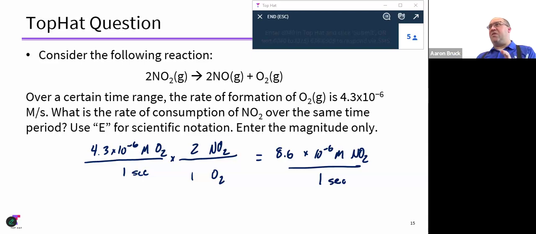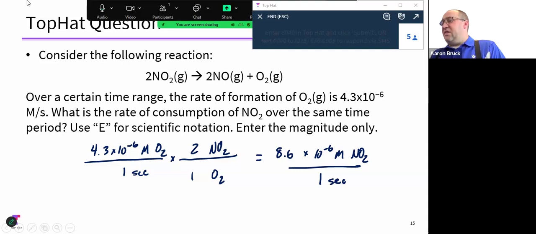All right. Questions with either of these two kinds of problems? This is the majority of the stuff that you're going to see in tonight's homework assignment, is just doing these kinds of conversions.